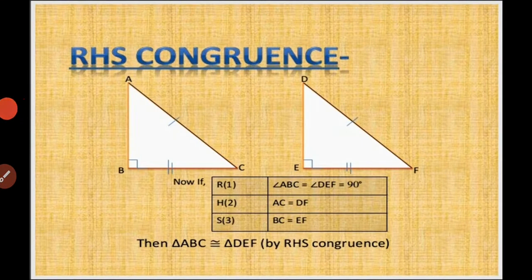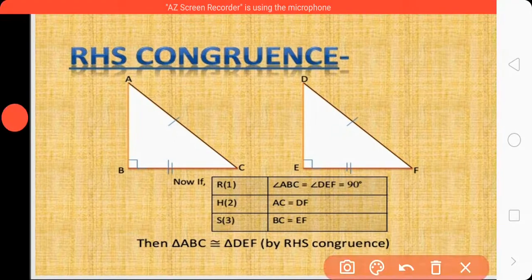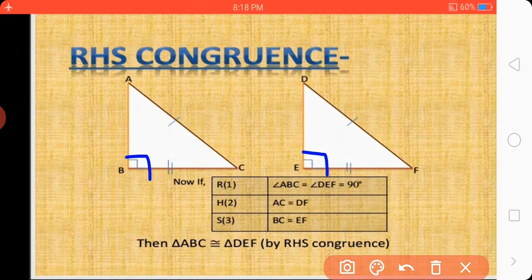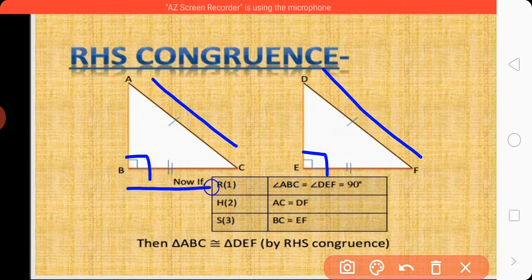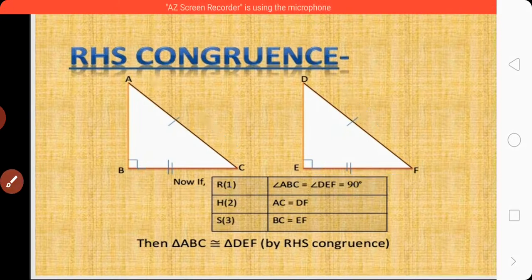Next, RHS congruence. ABC and DEF, these two triangles are congruent if angle B is equal to angle E, since these two angles are 90 degrees, and AC is equal to DF, and any side BC is equal to EF. Then these two triangles are also congruent.